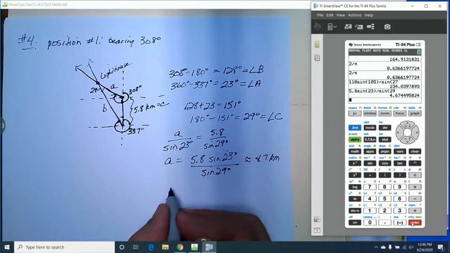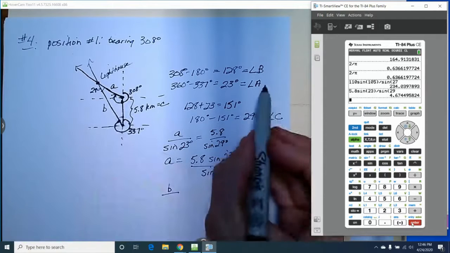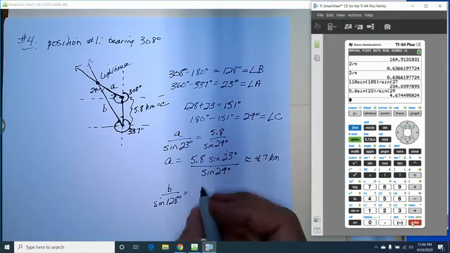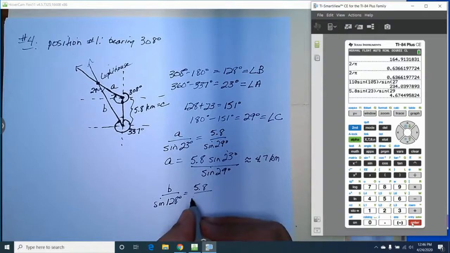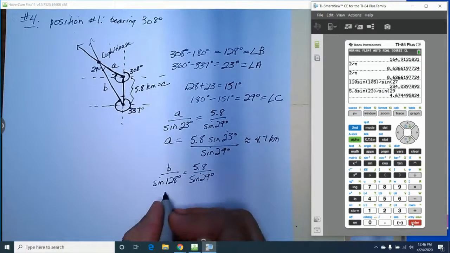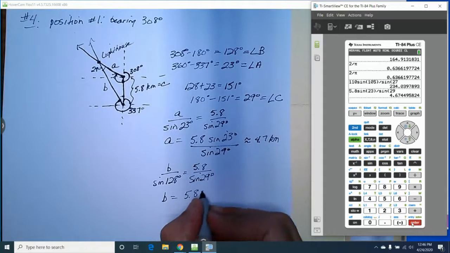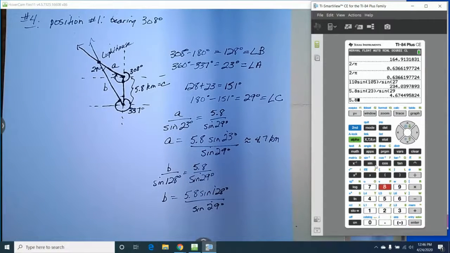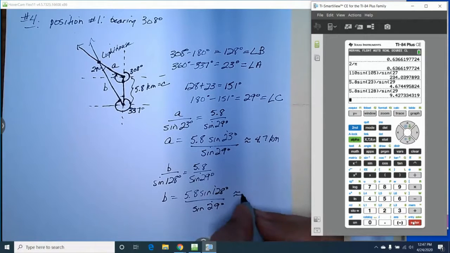Then I'm going to do the same thing to find side B. So my angle B was 128. That gives me B over the sine of 128. And I'm going to use the same thing on this side of the equation. That was C and the sine of C. So then to solve this for B, I just have to multiply on both sides by the sine of 128. And if I round that to one decimal place, I get 9.4 kilometers.